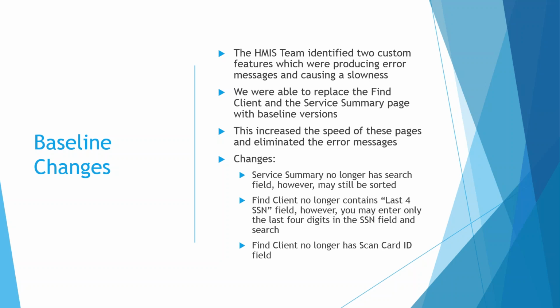Now on the Find Client page, two differences. The field that said last four Social Security number has been removed because that was one of the custom options. However, you do still have the option to search by last four digits of the Social Security number. What you can do is enter only the last four digits and leave the rest of the field blank and click search, and it will pull up results for anybody who has that last four Social Security number.